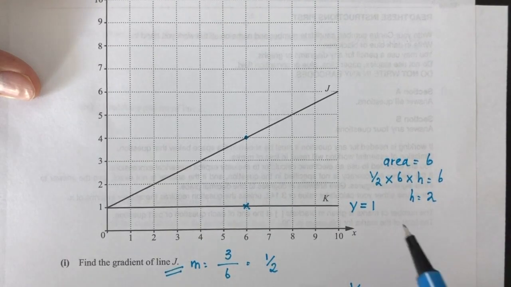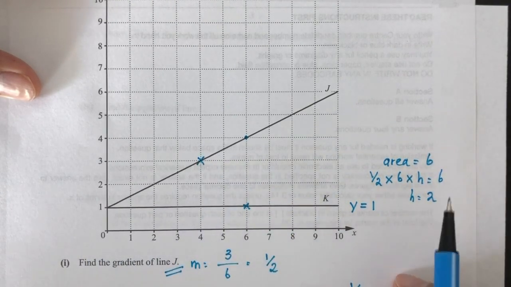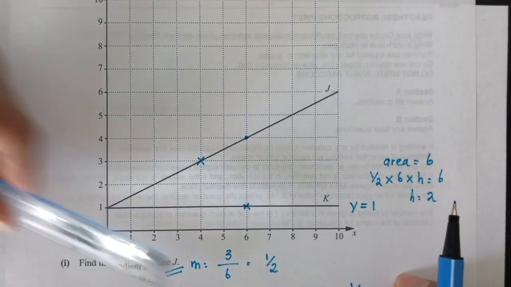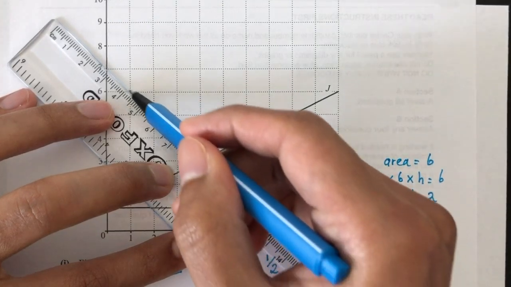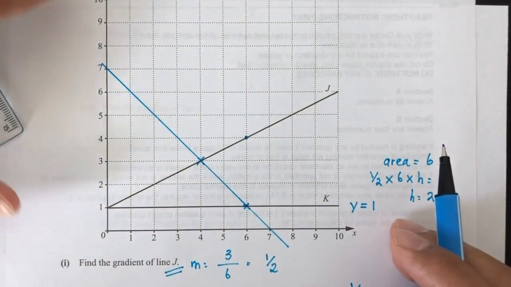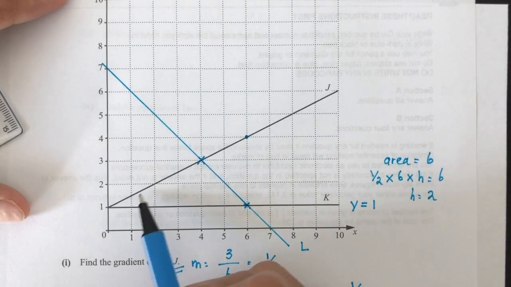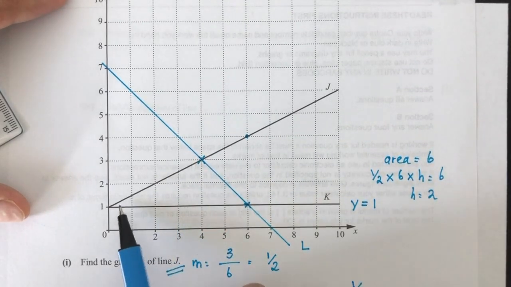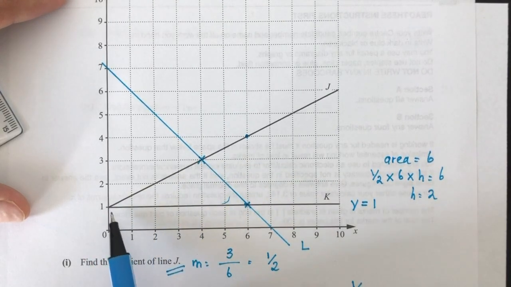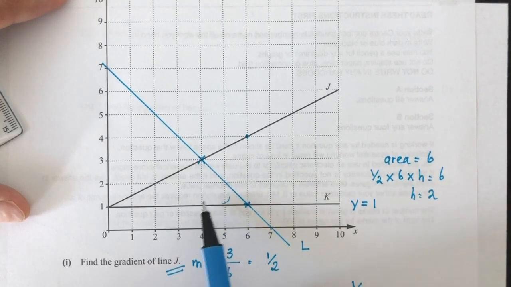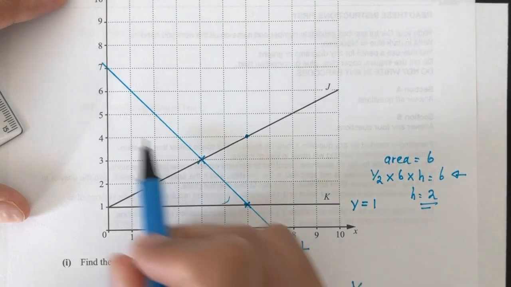So for the height of 2, it can only be 1, 2, it can be here. In that case, the line L will be joining these two. That will be my line L. I hope that makes sense, because this is the area enclosed. If you want to find the area of this shape, it's a triangle, as you can see. Half times base, which is 6, times height, which is 2, will give you 6. So that is your option for this line L.